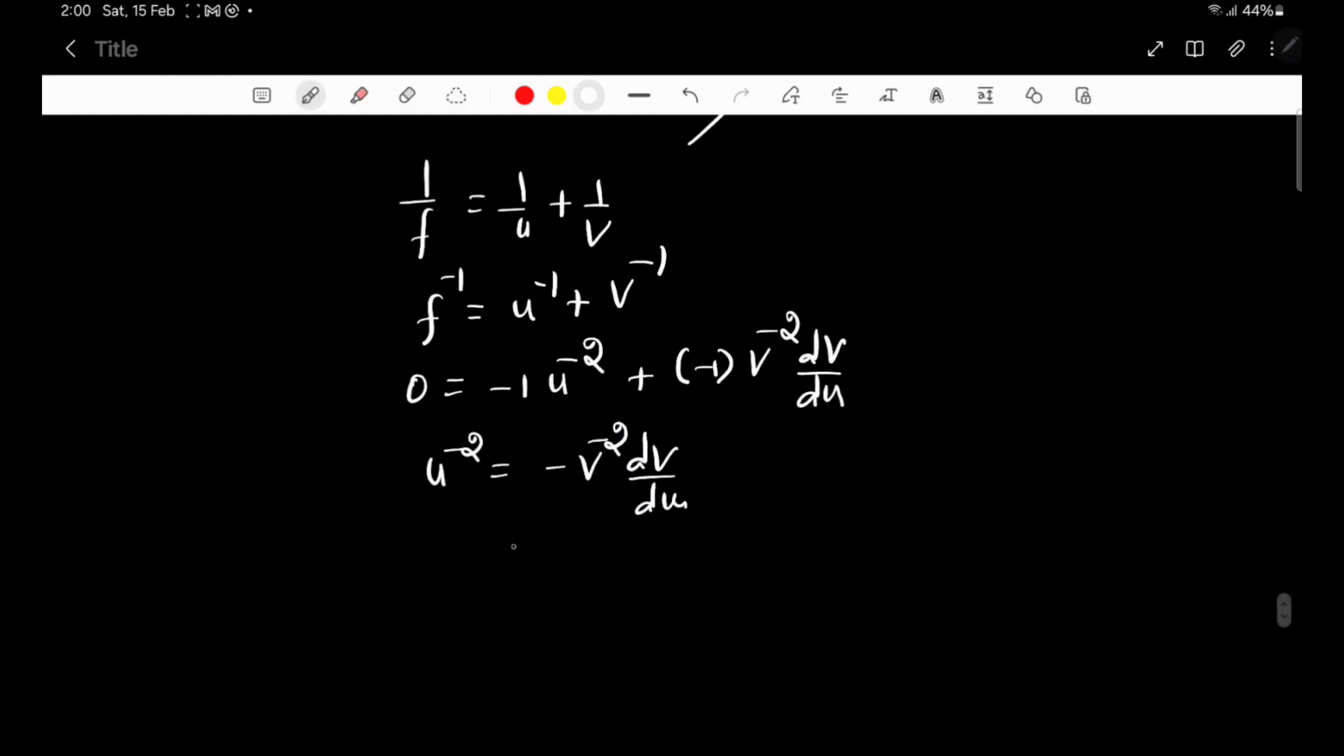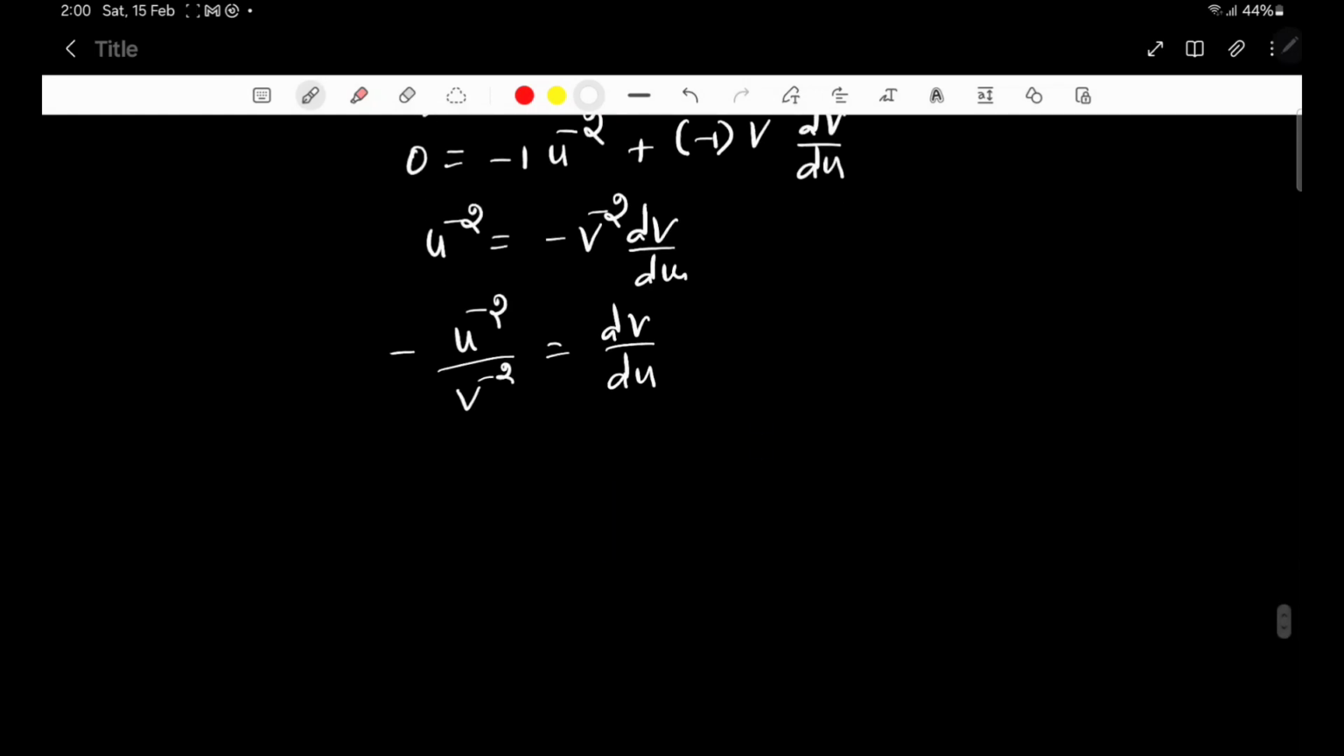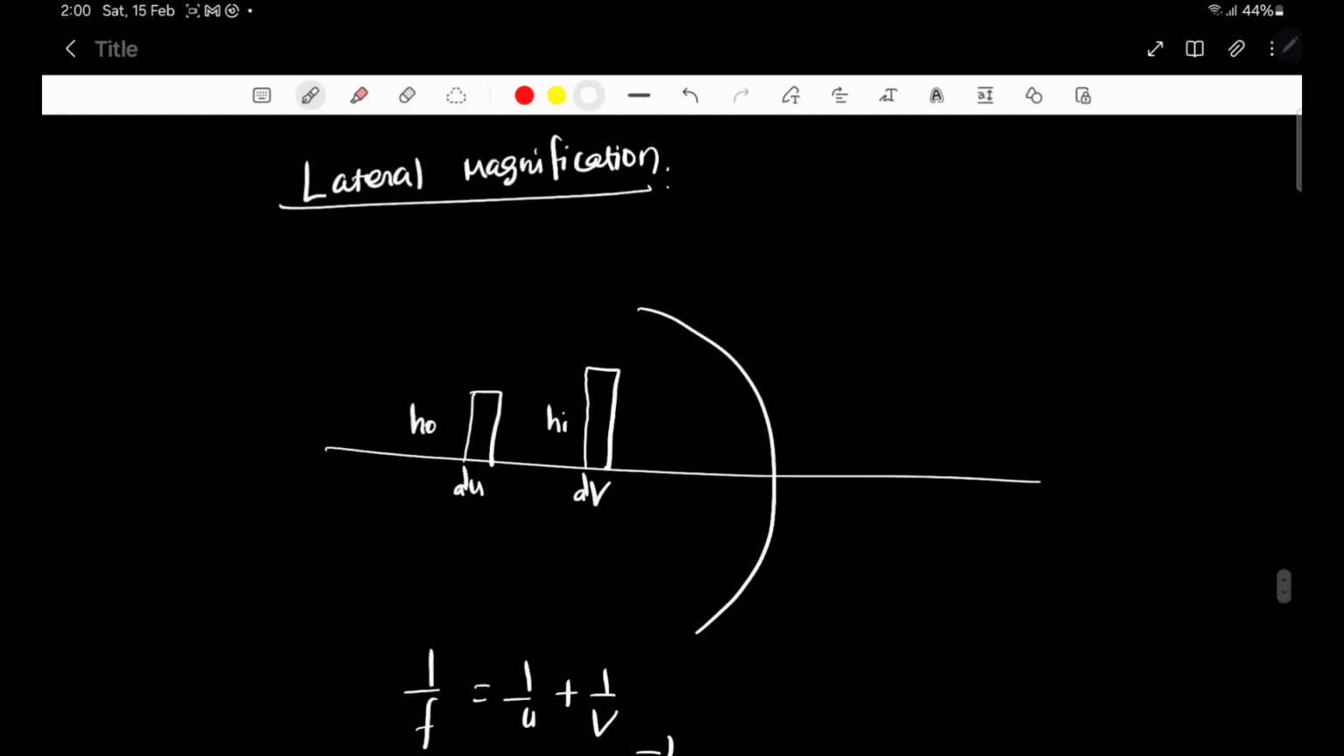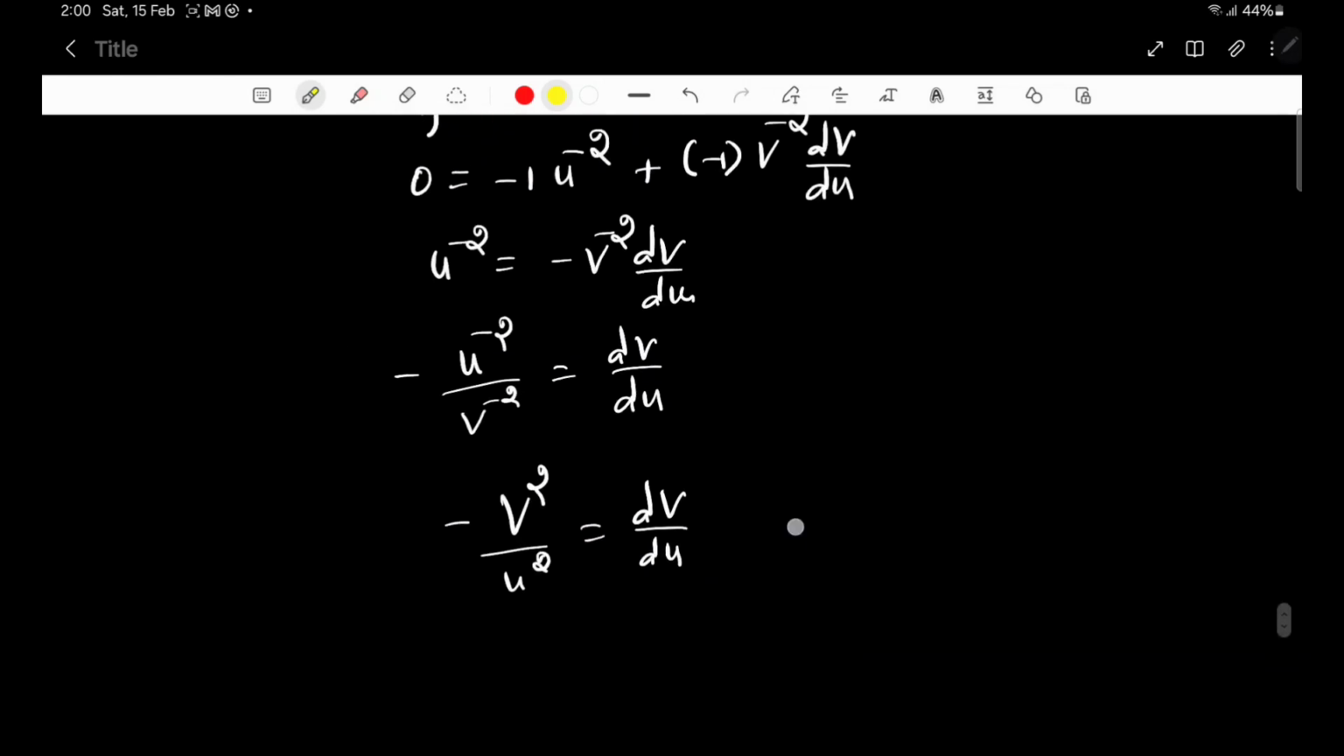Okay. And if I bring this parameter to this side, I will be getting u power minus 2 by v power minus 2, with a minus, equal to dv by du. And I can bring this u to the denominator and v to the numerator by inverting its powers respectively. So, I will be getting v square by u square equal to dv by du. So, dv is nothing but the finally formed image's lateral dimension. Similarly, du is the object's lateral dimension. So, dv and du, we know the relationship between them.